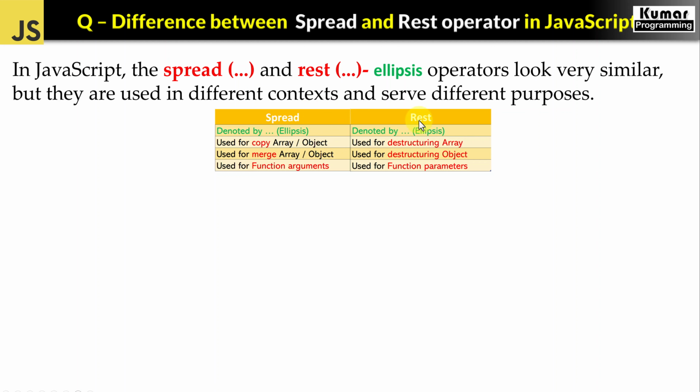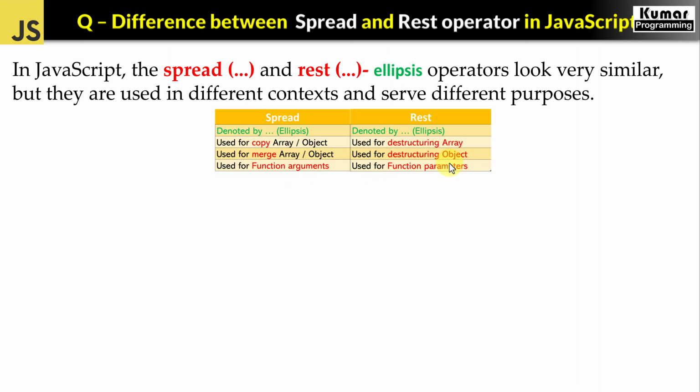On the other side, the rest operator is also denoted by three dots, and whenever we are destructuring an array or destructuring objects, in that case we are using the three dots as a rest operator. And also whenever we have function parameters, in that case we have the rest parameter. I'll tell you what the difference between function arguments and function parameters is later on in this video.